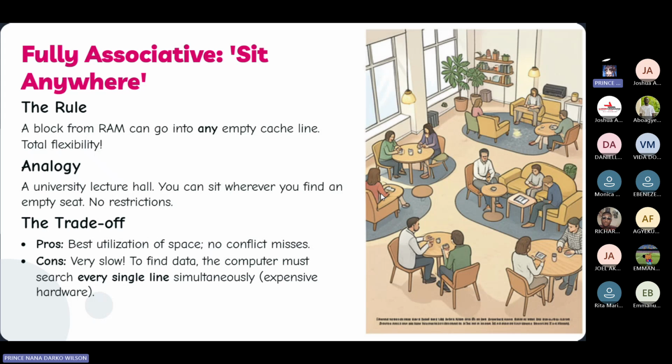What this means is, if you go into the RAM and into the cache, when I go to spot A and it's taken, I can easily go to spot B. But the concept is very slow, and to find data, the computer must search every single line simultaneously, and it requires expensive hardware. Why is this difficult? When you go into the room this time, since there are several hundred seats you can take, you have to scan to see which one is empty and which one is favorable to you too. And once you identify that, you now go to it.